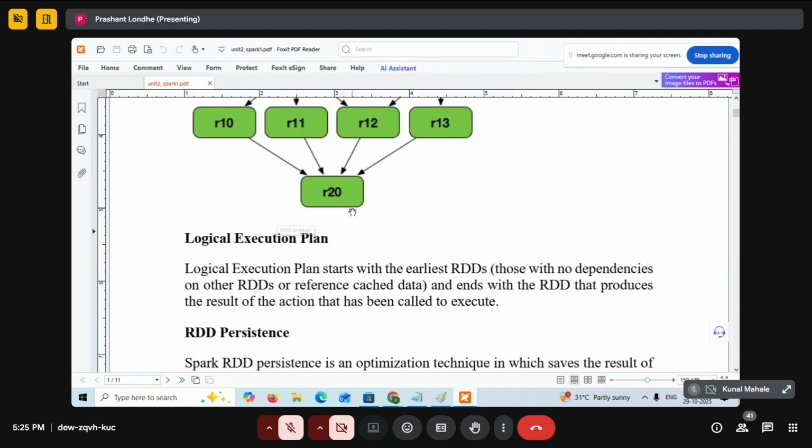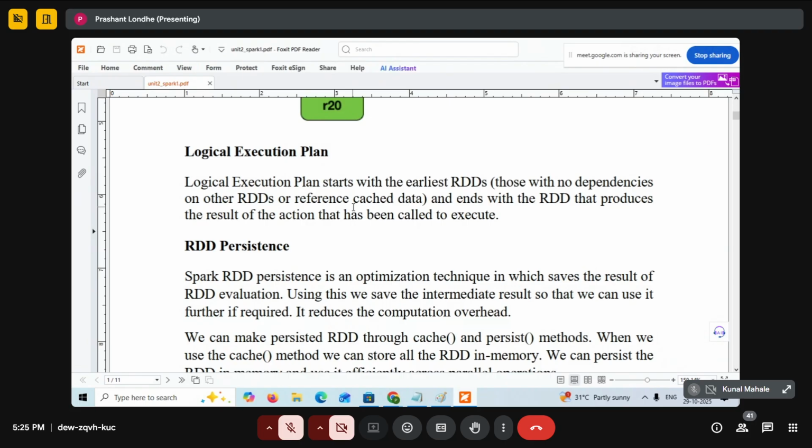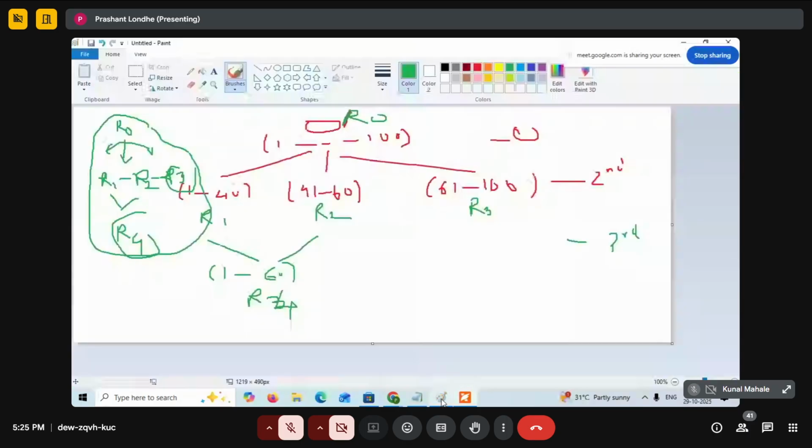Many times, whenever you are doing a certain kind of transformation, you may need to store the state of that particular object. For example, let us have one example. Suppose there are two data sets.